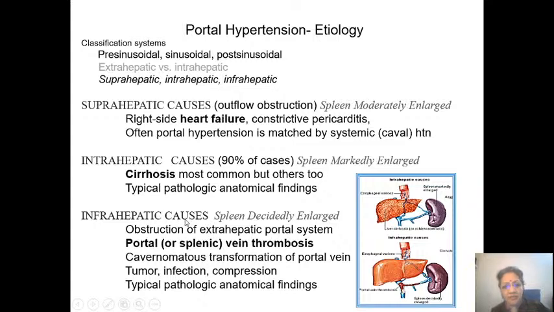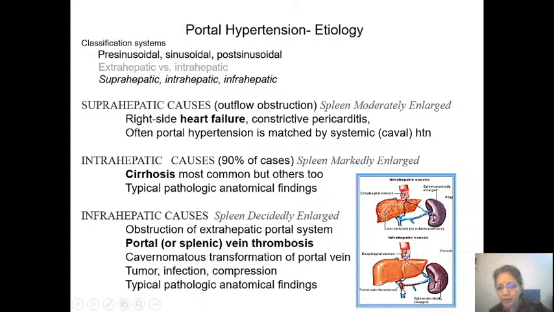Infrahepatic causes means the block is before the portal vein has entered into the liver itself. Infra: underneath, beneath, inferior to the hepatic region. So here the spleen is even more enlarged, because obviously the block is from the spleen, superior mesenteric, and inferior mesenteric towards the liver. So there's an obstruction of the extrahepatic portal system.